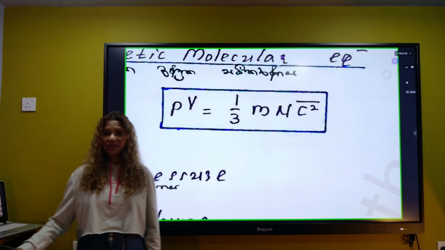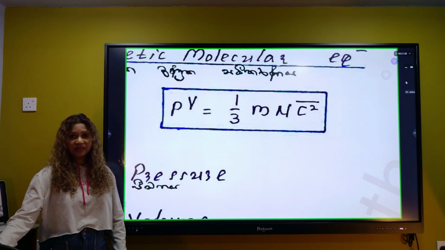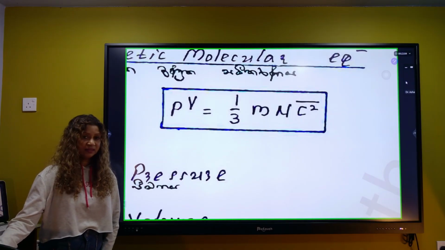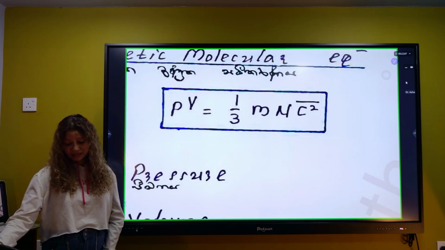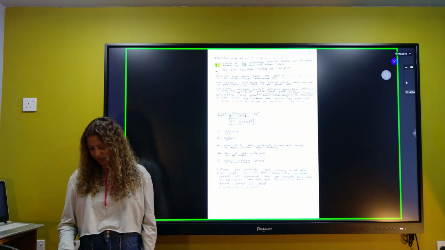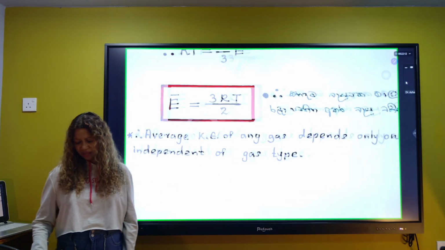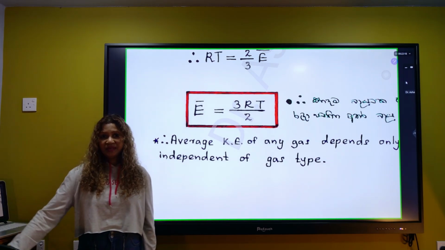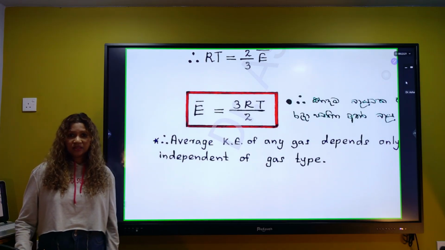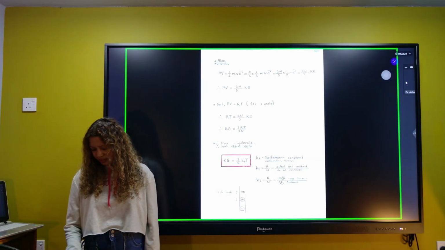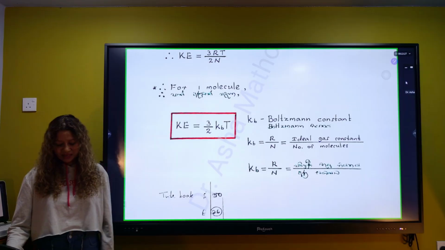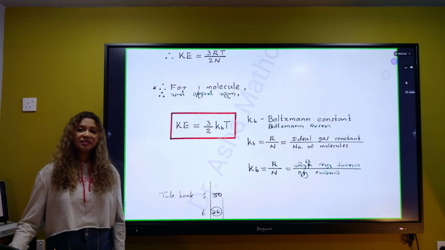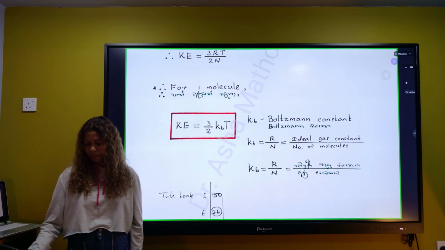So here, PV equals 1/3 m c squared bar. Here, m is the mass of one single particle, whether gas molecule, gaseous atom or whatever. Using this, we are showing the connection that the average kinetic energy depends only on the temperature. We can derive this equation, E bar equals 3RT over 2. And again we can derive another little equation. Actually, I want to introduce this Boltzmann constant as well: kinetic energy equals 3/2 kB T.